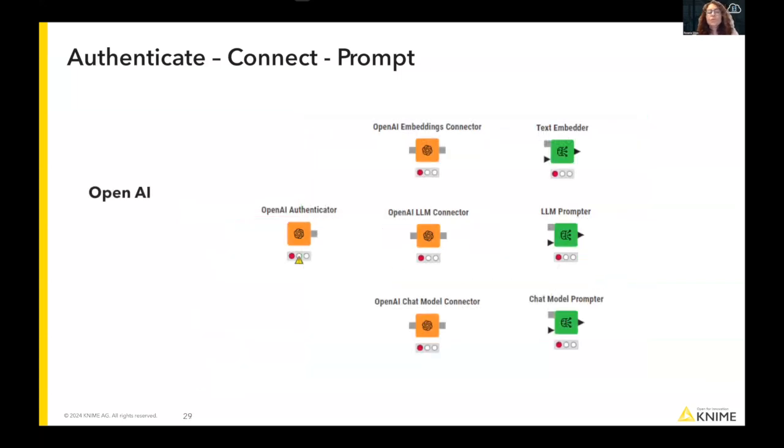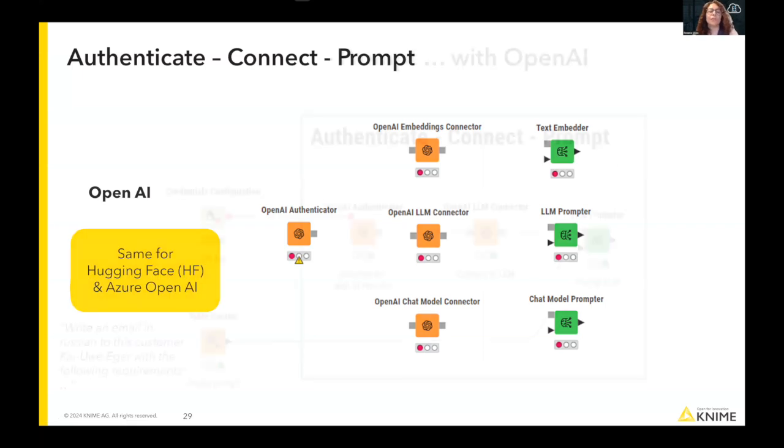If we want to use it, for example, with OpenAI, but as I said, there are many other nodes, prepackaged to connect to different AI providers. So if you want to use it with OpenAI, then you would use the OpenAI authenticator, then probably the OpenAI LLM connector for a generic large language model, and then probably the LLM prompter because you just want to ask a question. You don't want to build a chatbot, you want to ask just a question and get the email text out of the LLM prompter. Of course, the same goes for all the other AI providers.